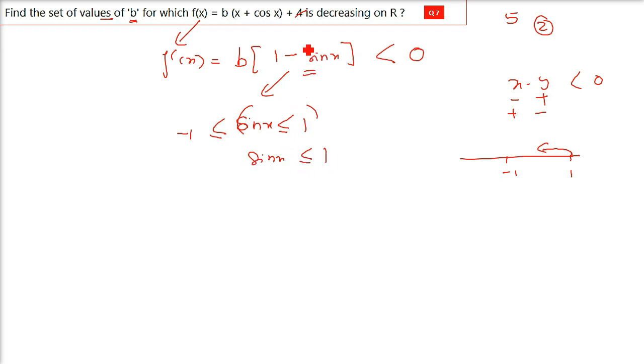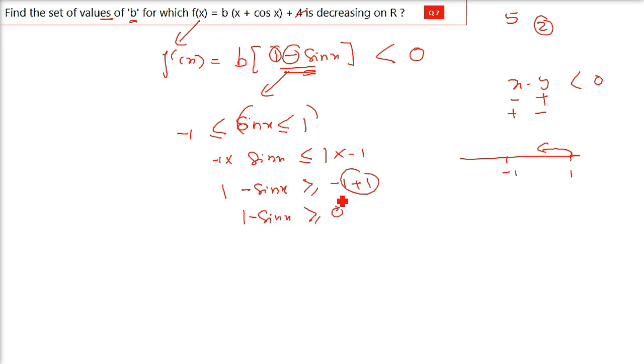So let us multiply both sides by -1. When you multiply by a negative on both sides of the inequality, you know already that the inequality sign is going to change. So I've changed the inequality sign. Now negative minus sin x becomes greater than or equal to -1. Now add 1 to both sides: 1 minus sin x is greater than or equal to 0.